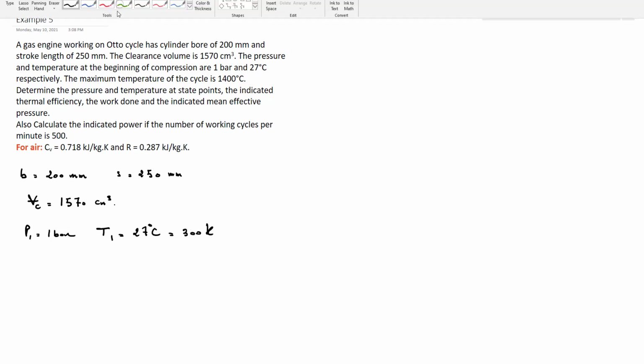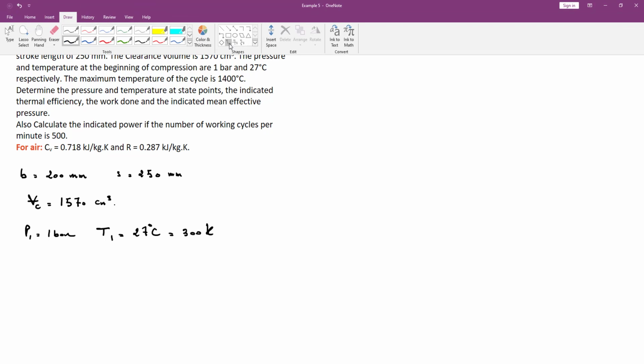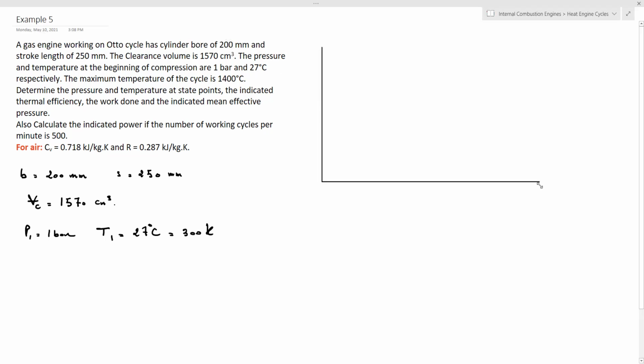Now let's draw the PV diagram for this cycle. So we have the pressure on the y-axis and the specific volume on the x-axis. So starting from state 1, where the piston is located at the bottom dead center, we have isentropic compression to state 2. So during this process, PV to power gamma is equal to a constant. And state 2 is the state where the piston reaches the top dead center.